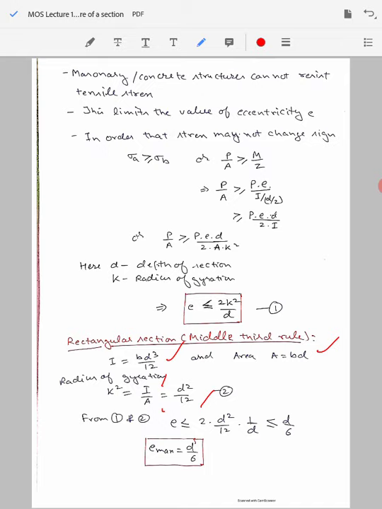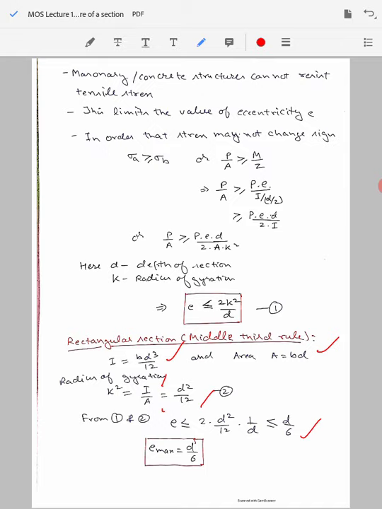If I use equations 1 and 2 together, this will give me the value of eccentricity as less than or equal to D by 6. So you see, for a rectangular section, if the eccentricity on the depth side is less than D by 6 on one side of the centroidal axis, I'm not going to get tensile stress produced. Similarly, to the other side of the centroidal axis also, we are allowed to move up to the distance D by 6. So altogether the variation of the eccentricity point can occur by D by 6 plus D by 6, that is D by 3.